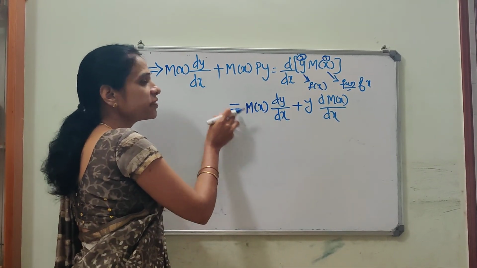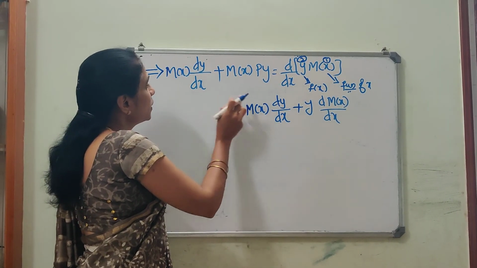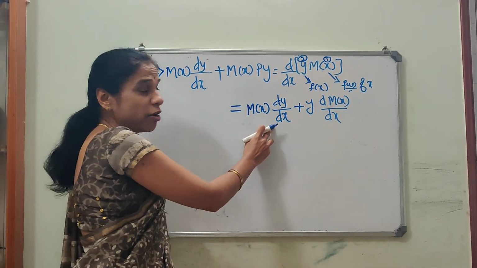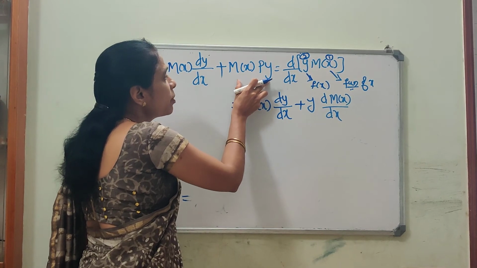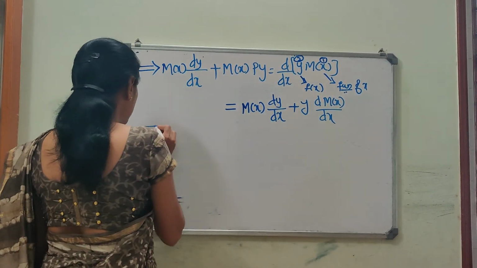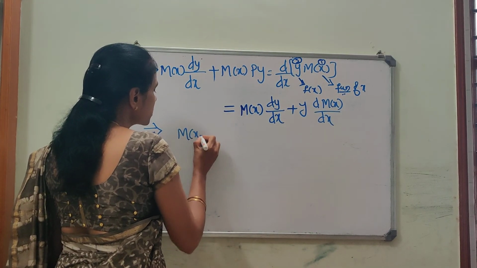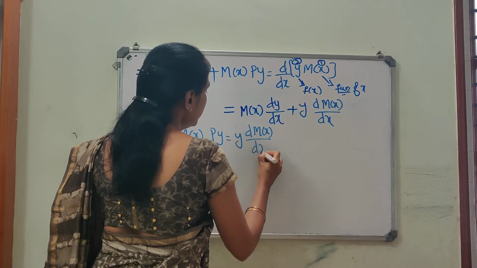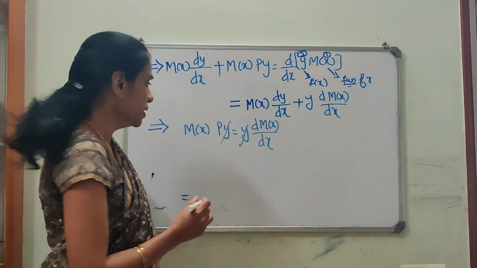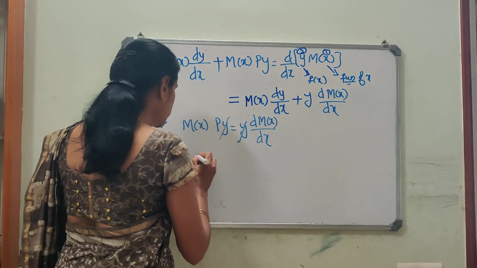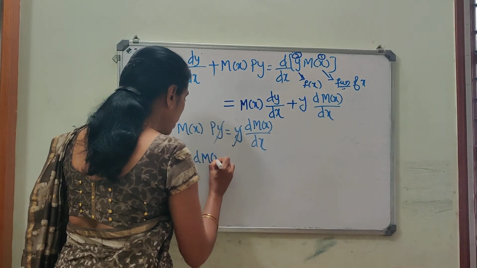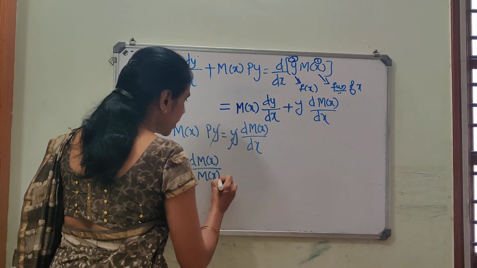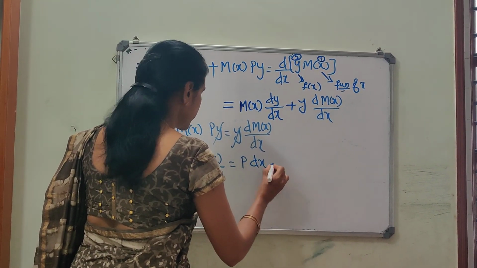Now just because both of them are equal, you can compare the terms. The first term of LHS is the same as the first term of RHS. So it simply means the second term of LHS should be the same as the second term of RHS. So this implies m of x into py is nothing but y into dm of x by dx, and you can see that y is there on both sides. Now you just rearrange the terms, that is, the terms containing m to one side and all the other terms to the other side. So this means dm of x by m of x is equal to p dx.